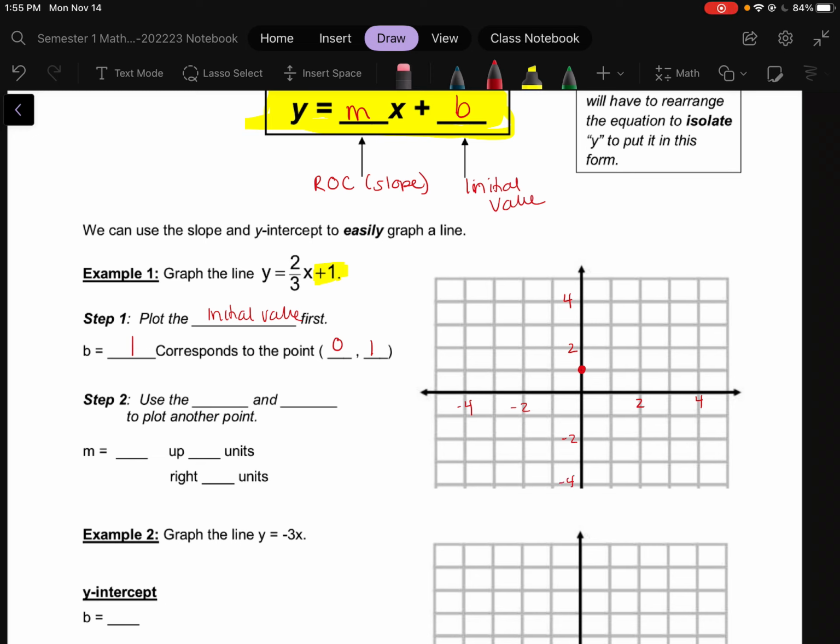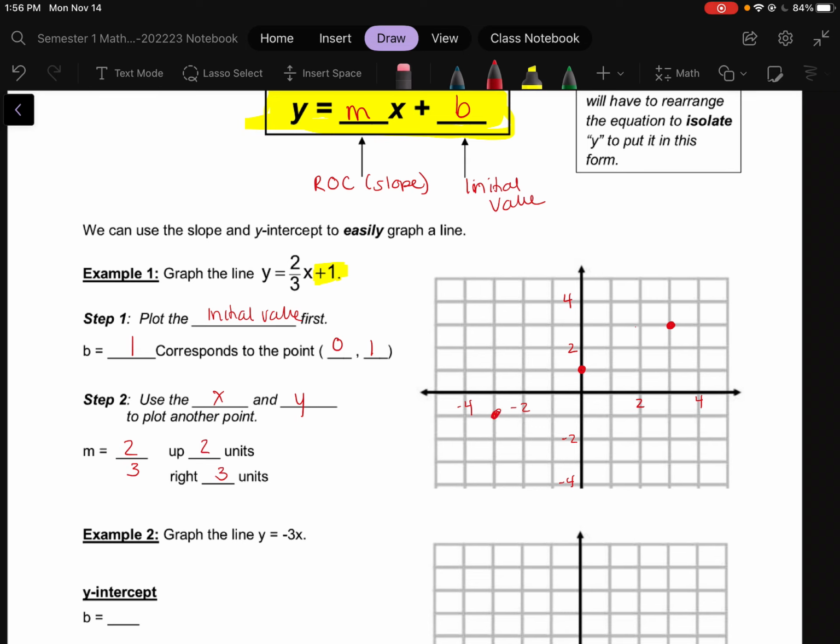Next step is to use the x and y to plot another point. In this case, we have our m, which was 2 over 3. So remember, because it's a fraction, we are going to be going up by 2 units and to the right by 3, because they are both positive. If it was negative, we'd be going down and left. So we're going to go up 2 and to the right by 3, and plot our point. We're going to do this in reverse. So we're going to go down 2 and to the left 3, and we're going to plot our points.